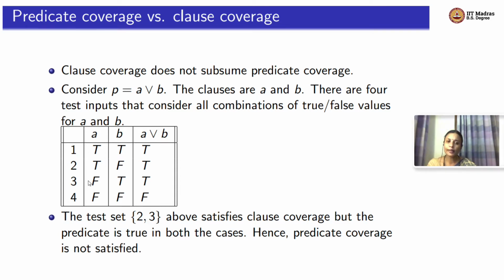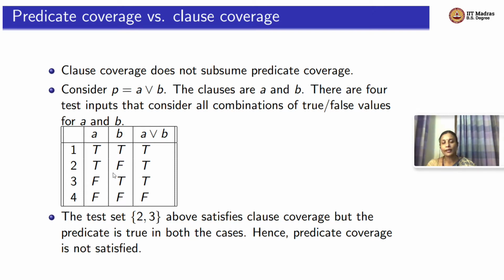In the first three rows, where at least one of A or B is true, in all the three cases, the predicate A or B becomes true. In the last case, when both are false, A or B stays false. Suppose for my test requirement for clause coverage, there are two clauses here, A and B. So clause coverage can be met by considering row 2, which assigns A true once, B false, along with row 3, which makes A false and B true. So A is made true once and false once between rows 2 and 3, and B is made true once and false once between rows 3 and 2.